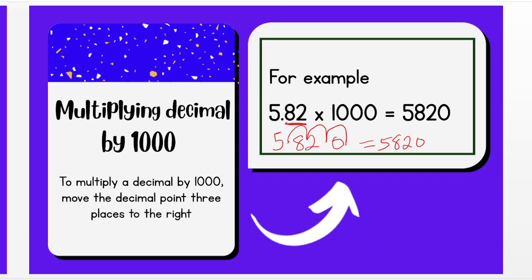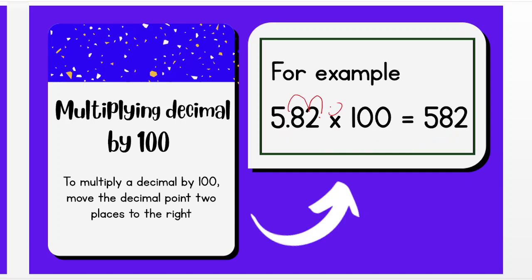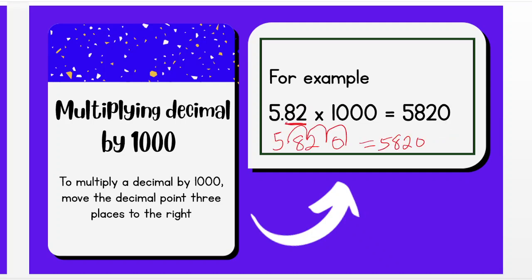Just take note of the rule. When you're multiplying by 10, you move the decimal point one place to the right. When you multiply by 100, you move the decimal point two places to the right. And if it's by 1000, you move it 3 times to the right. So if it is by 10,000, that means you're going to move it what? 4 times to the right, and so on and so forth. I hope that is clear, right?